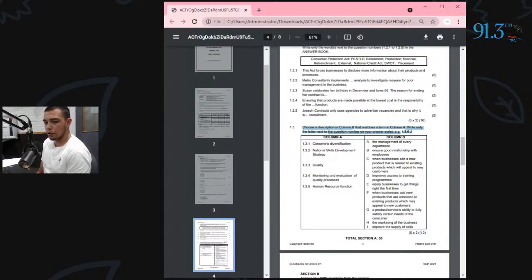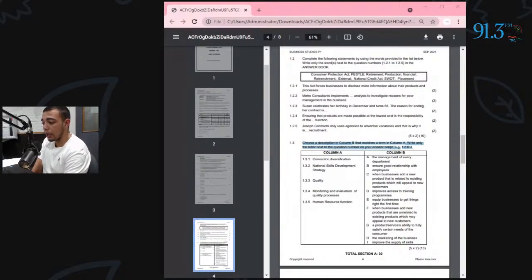So the last section we'd focus on now is question 1.3. We are now choosing the correct meaning for the word in column A. So match column A with column B. So column A, the word is concentric diversification. We're looking for what goes with concentric diversification. So if we look at concentric diversification, remember, as I said before, they would always give you 2 answers and you need to choose the correct one. So here we're looking at letter C and letter F.